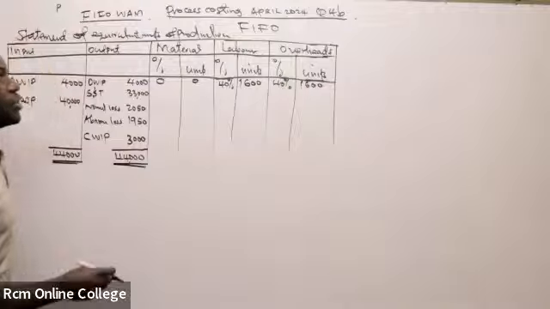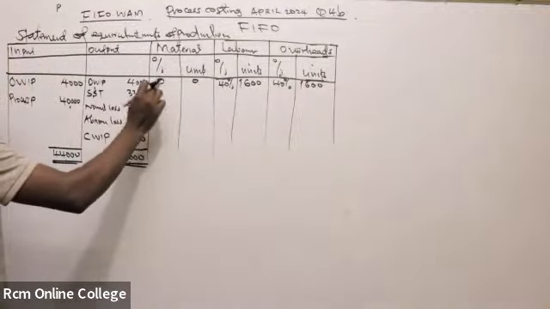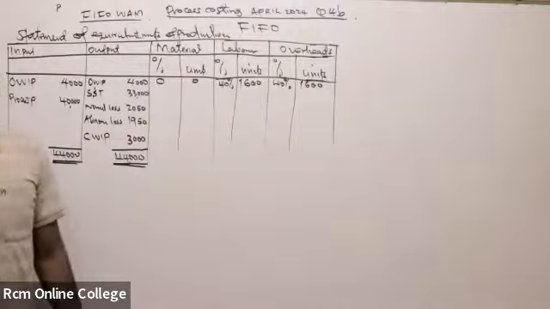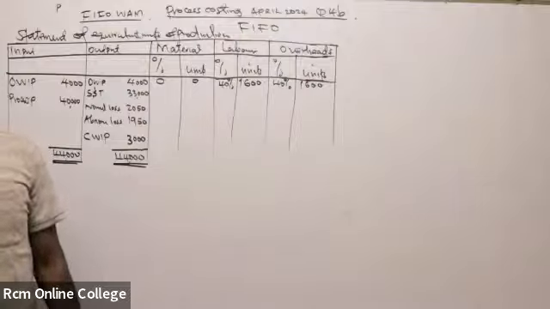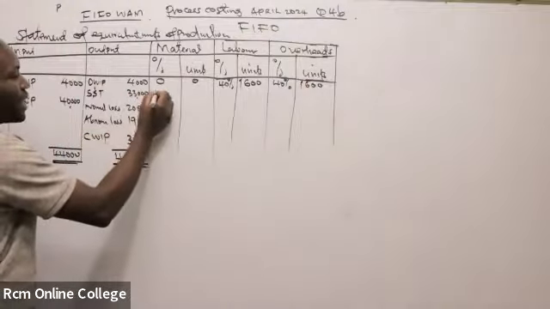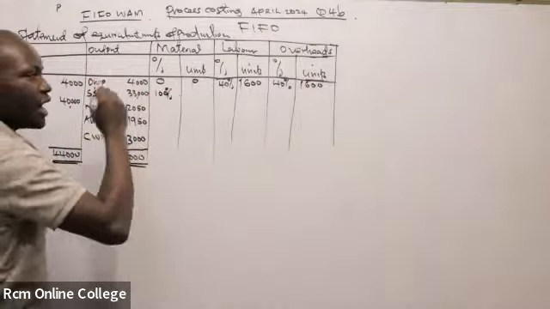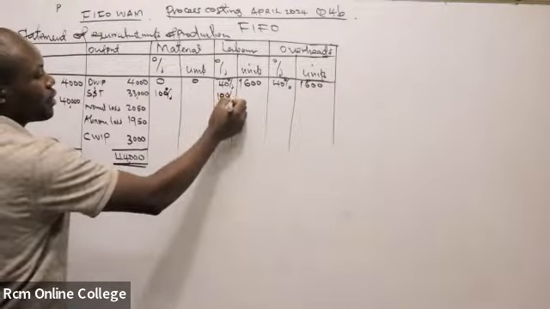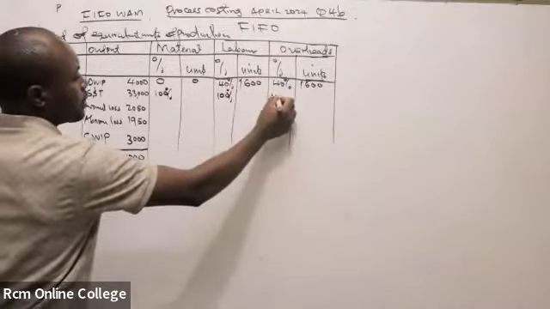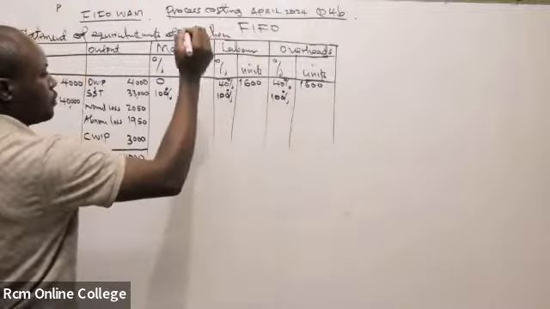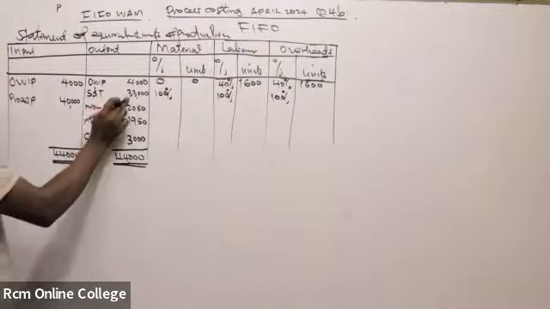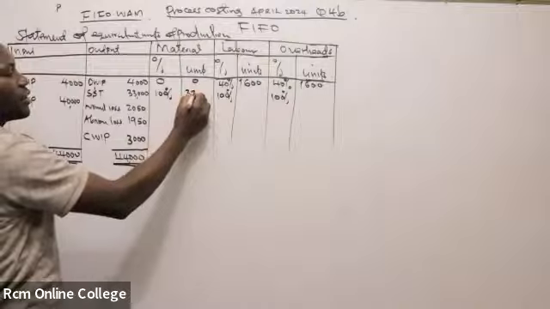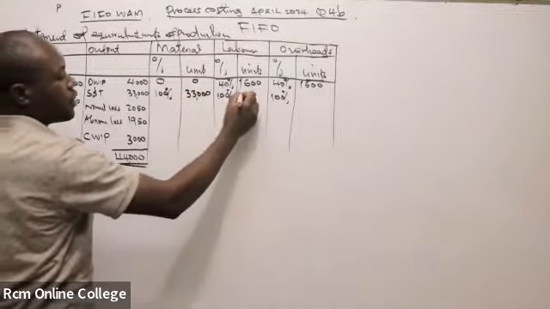If we look at the percentage, what is the percentage of raw material that was brought in during this production? You brought in new raw material, 100%. You brought in labor fully, 100%. Overheads, 100%. Right? So 100% of 33,000 is 33,000.